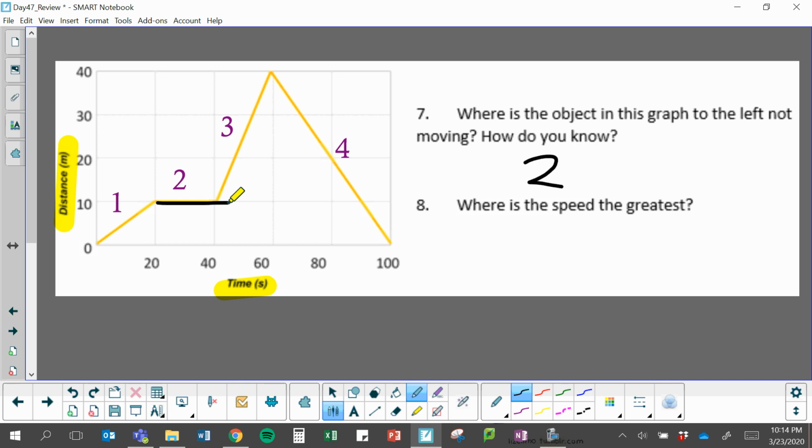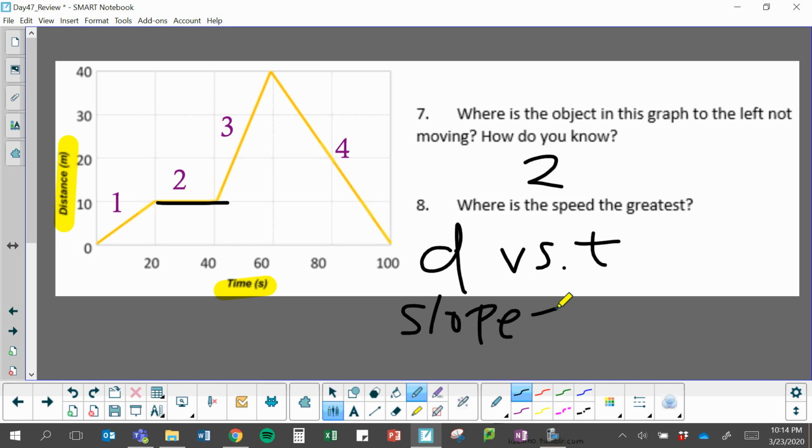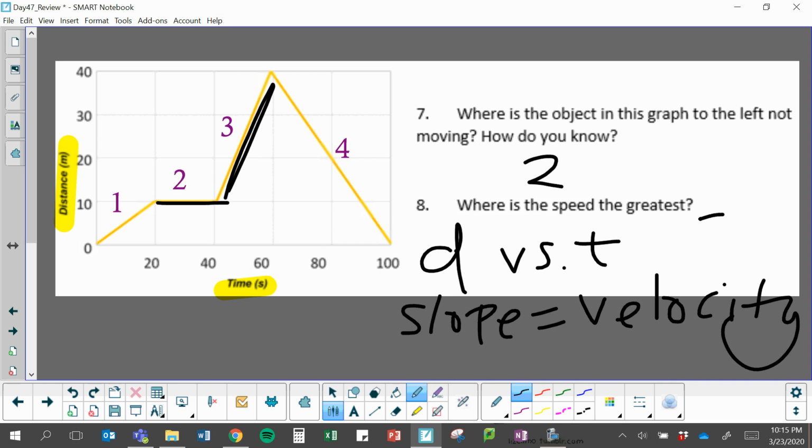Next question: where is the speed the greatest? If you remember, when we're looking at distance versus time, our slope tells us the velocity or speed. So when the slope is the greatest, the speed is going to be the greatest. And that is happening at 3. We have the steepest slope.